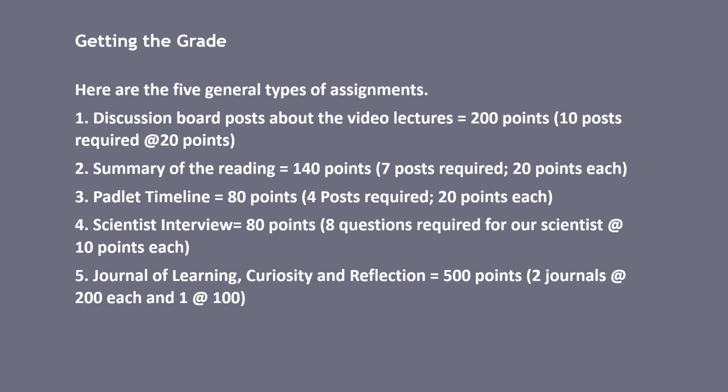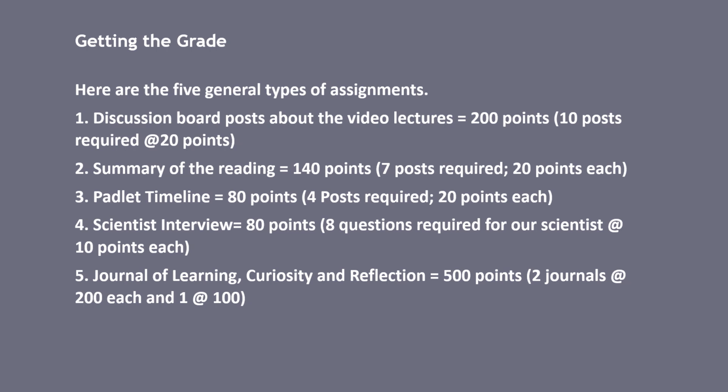All right, let's move on to something that I think you will want to know. How do you get a good grade in this class? So there are 5 general types of assignments. There are discussion board posts, and there are 10 of those, which total up to 200 points. You have 20 points for each post. There's a summary of the book. There are 7 of those required, and they're also 20 points each. There's a timeline, the Padlet, which I mentioned. That's 4 posts that are required at 20 points each. There's an interview with a scientist, and there are a couple of elements in that, and that totals 80 points.